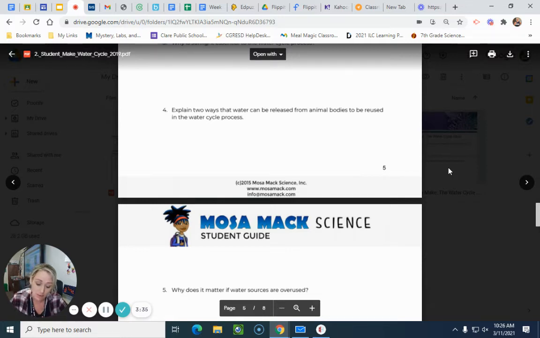Also, when animals decompose, the water in all the animal tissue is released. So when an animal dies, it decomposes, releases its water and its tissues, and it enters the water cycle again. Also, animal sweat, human sweat, is perspiration, and that is water being introduced back into the water cycle as well, released from the body and entering the water cycle.